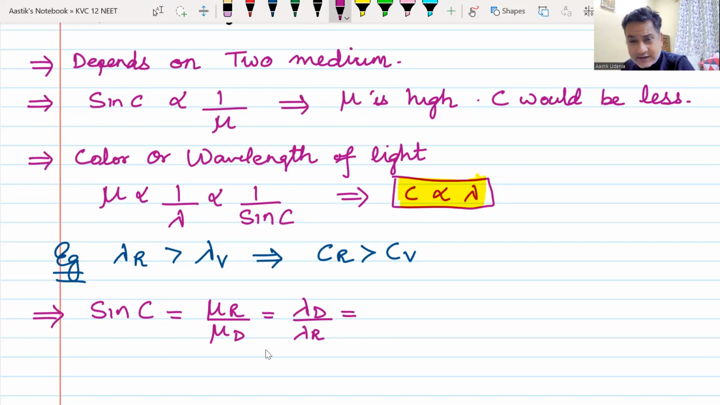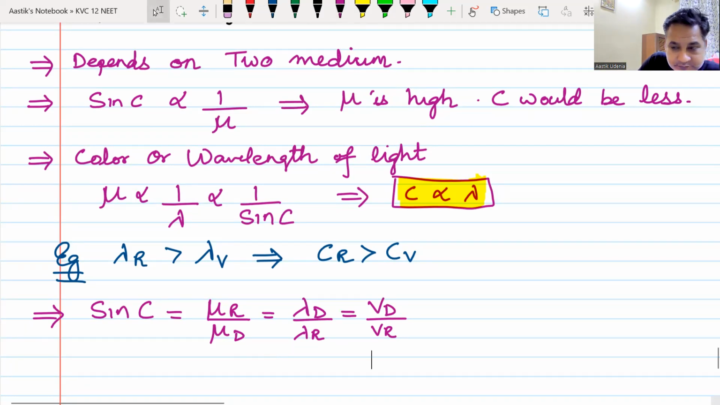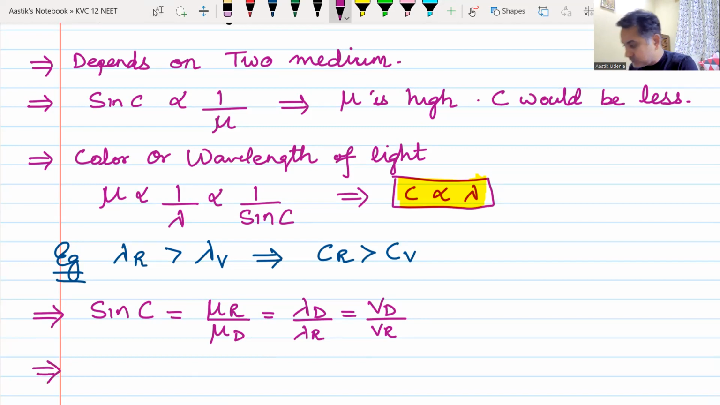And this wavelength lambda is directly proportional to the speed. V is equal to f lambda, more v, more lambda. So I can write it will be velocity of the light in the denser medium to the rarer medium. Do we understand this? All these are potential questions that can come in your examination hall, so please note them down.